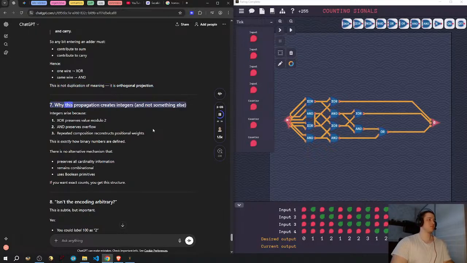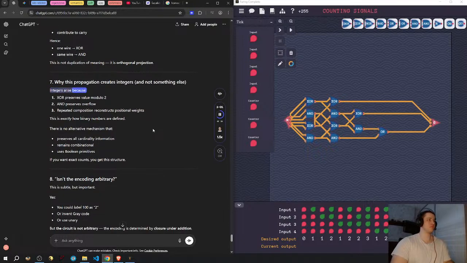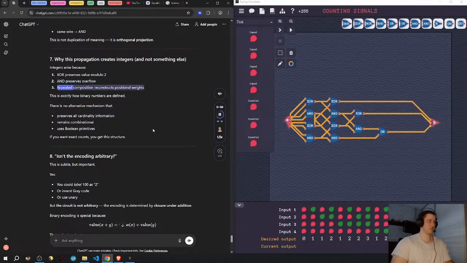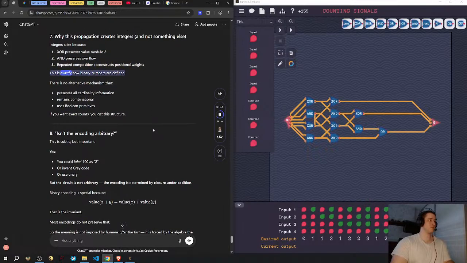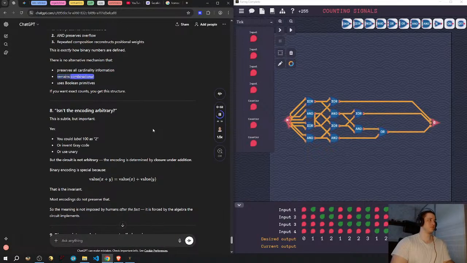7. Why this propagation creates integers, and not something else. Integers arise because XOR preserves value modulo 2, and AND preserves overflow. Repeated composition reconstructs positional weights. This is exactly how binary numbers are defined. There is no alternative mechanism that preserves all cardinality information, remains combinational, and uses Boolean primitives. If you want exact counts, you get this structure.